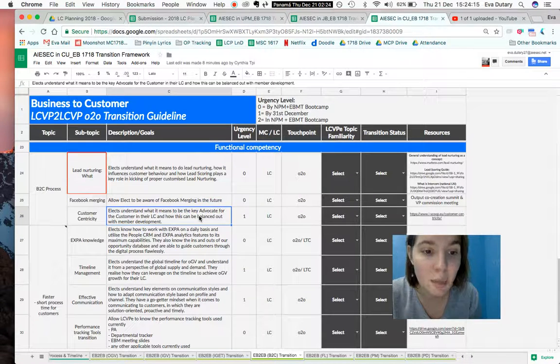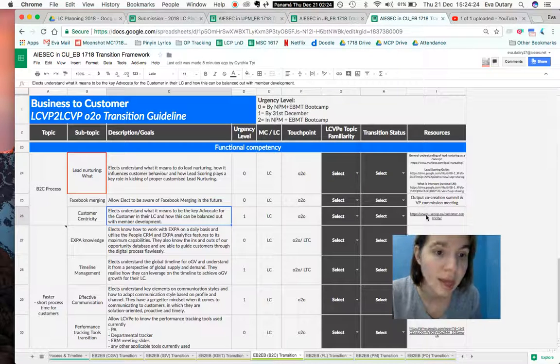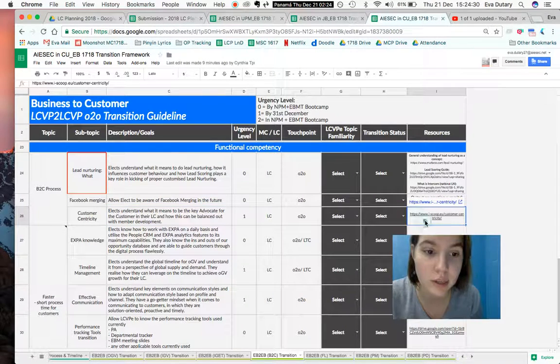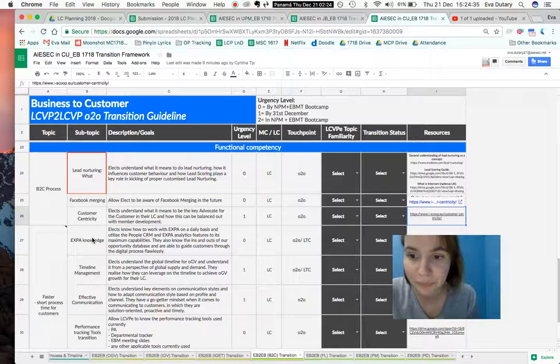It's not just liking people, but it's actually adapting your strategies and adapting your behaviors in their LC in order for it to be putting the customer first. Again, you will find an external resource here that actually explains to you why and how you can be customer-centric as an organization and how that reflects in your B2C operations.